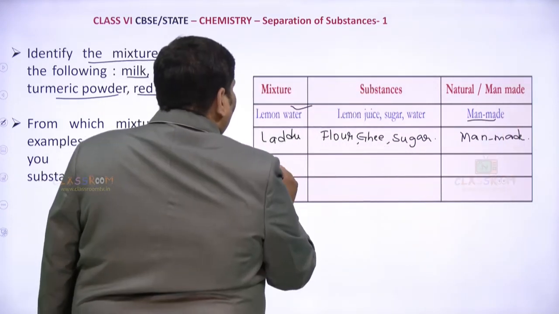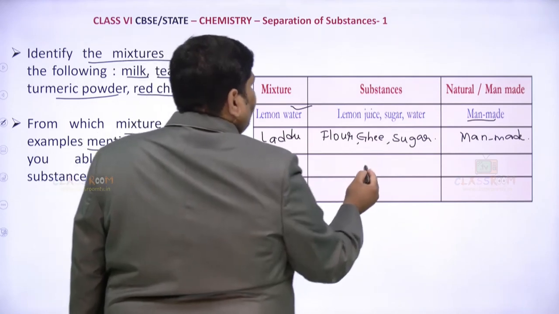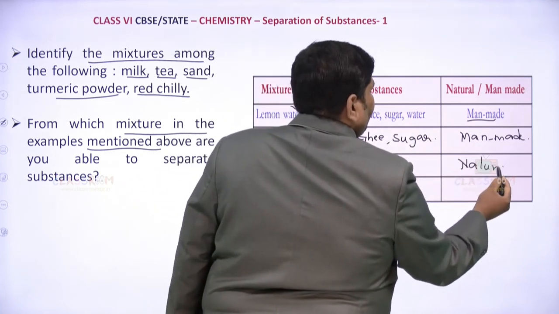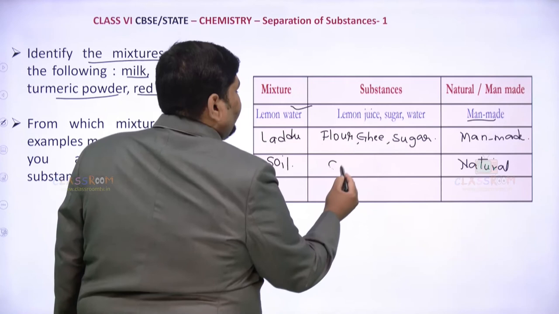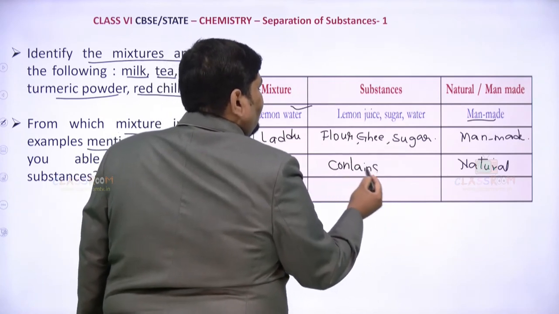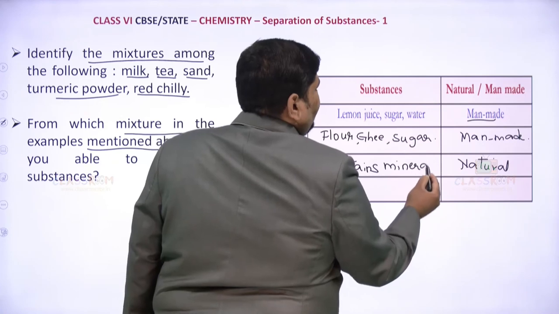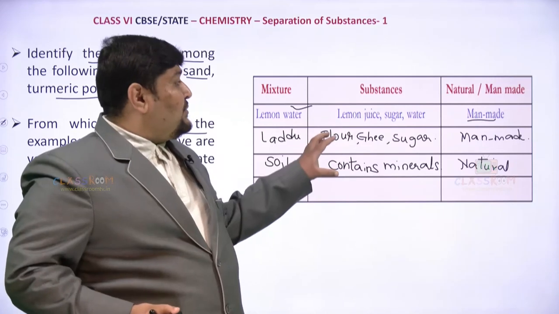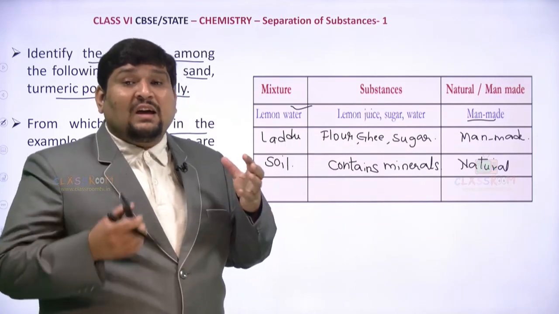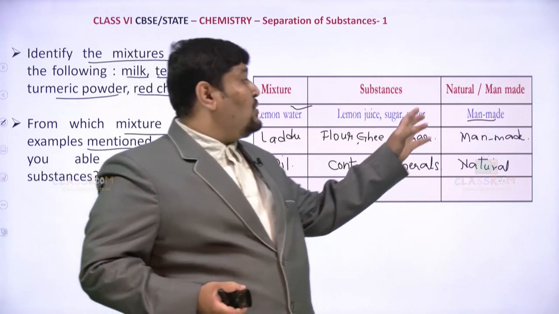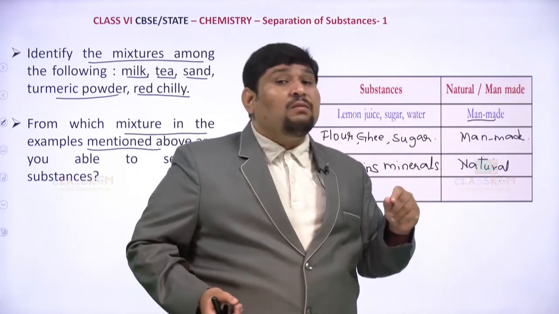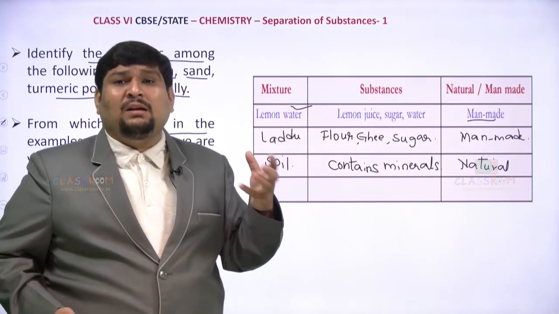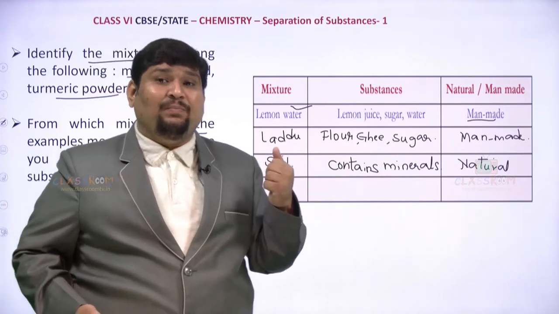If you go for soil, yes, it's all soil which is naturally available, which contains minerals, with some examples and all. So those minerals also we basically find. So here, the substances whichever we found which are readily available in nature, those we go with as natural, and some whichever we found to be man-made, like lemon juice and all, which are made by man. It is not readily available in nature.